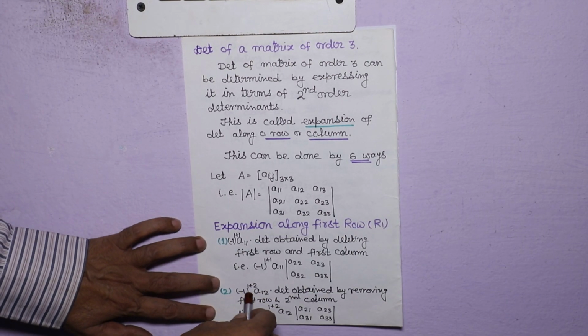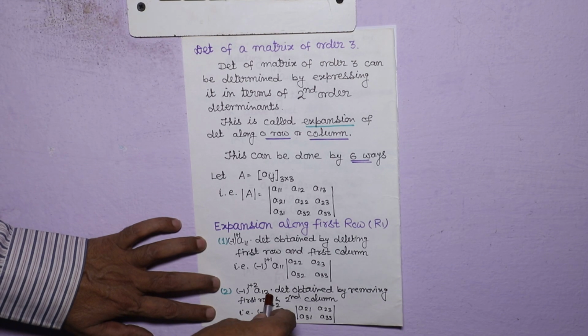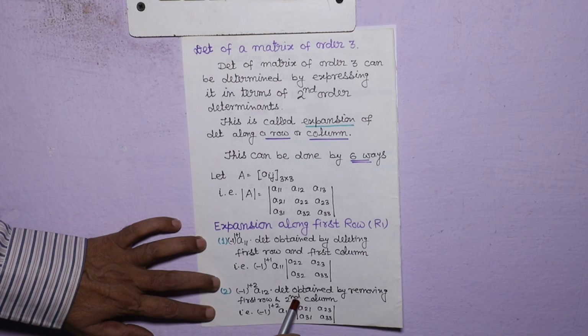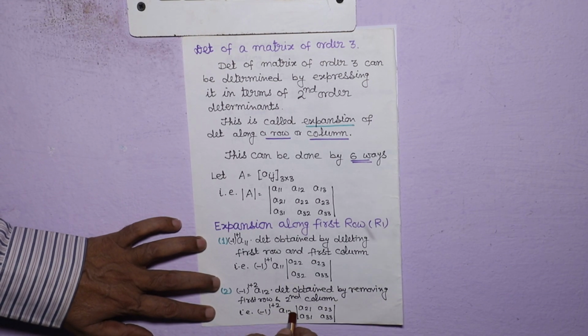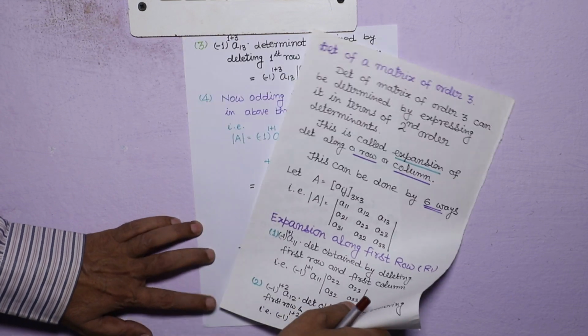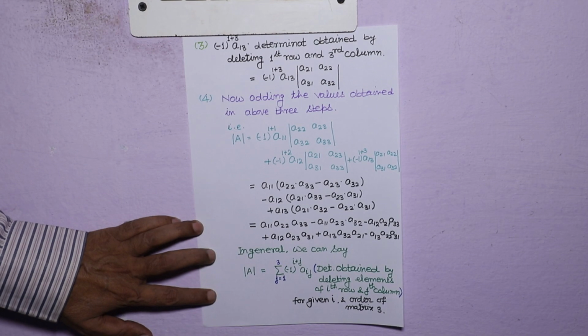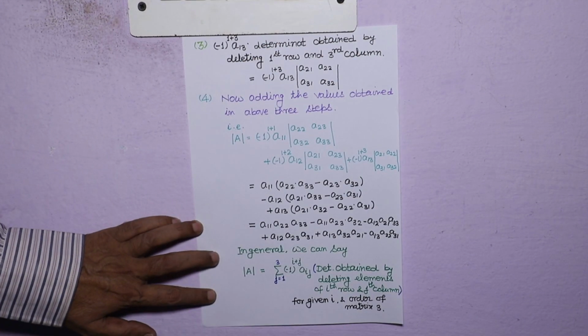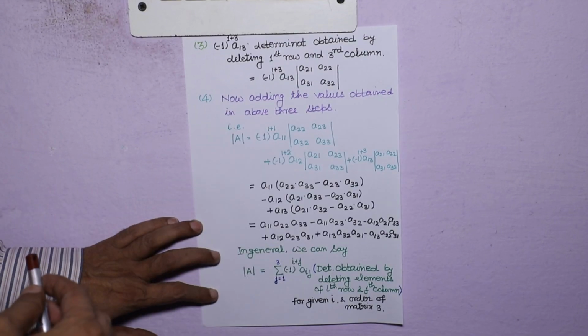Then (-1)^(1+2) a12 into the determinant obtained by removing the first row and second column elements, that is |a21 a23; a31 a33|, and (-1)^(1+3) a13 into the determinant obtained by deleting the first row and third column elements.